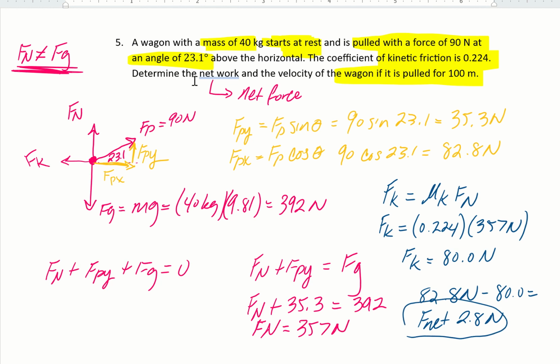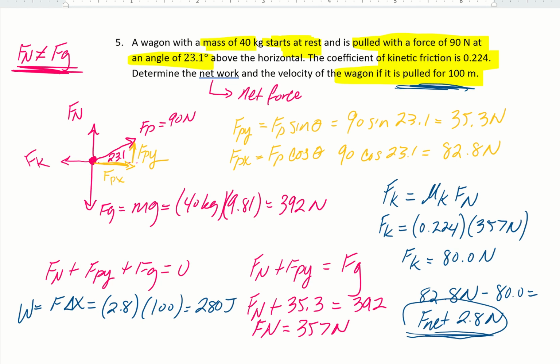Okay, but I'm being asked what's the net work? Well, that's simple enough. I know that I'm pulling for 100 newtons and that my net force is 2.8. So I'll go over here, work equals force times displacement. So 2.8 times 100, which would give me 280 joules. So the net work is 280 joules.